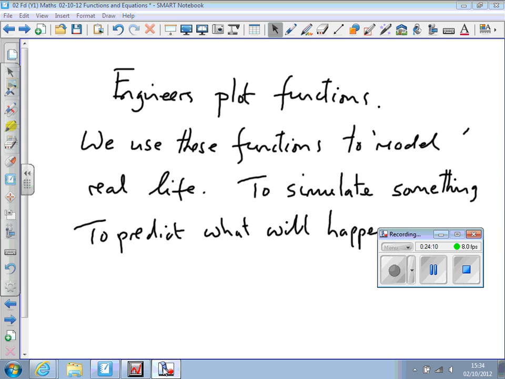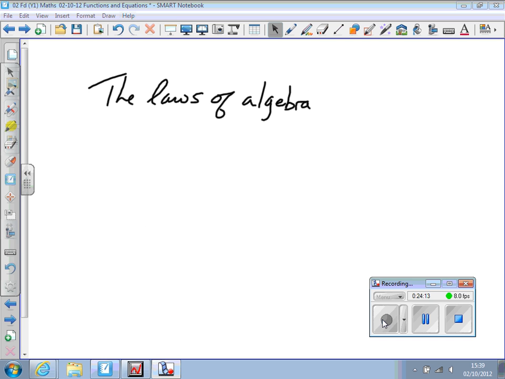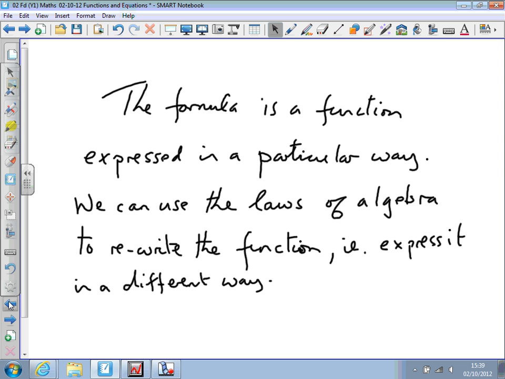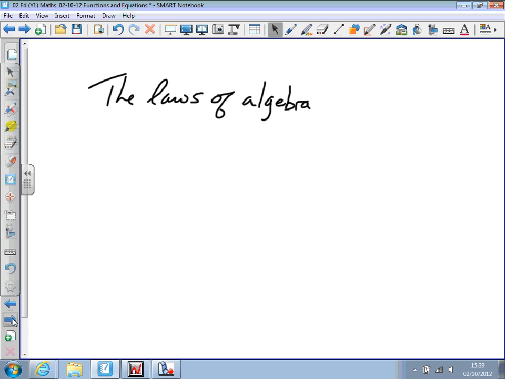Okay. Any questions on that? So now we need to look at these laws of algebra, which allow us to rearrange these formulae, having made this note here. The formula is a function expressed in a particular way. You can use these laws of algebra to rewrite the function. So what are these laws of algebra?